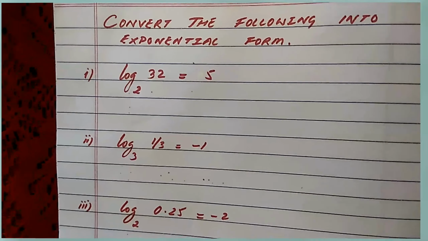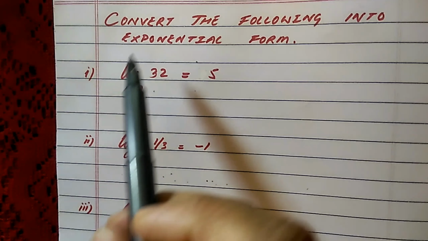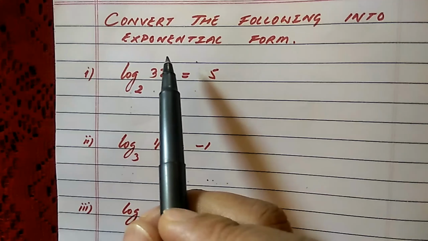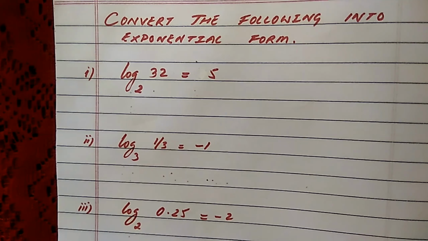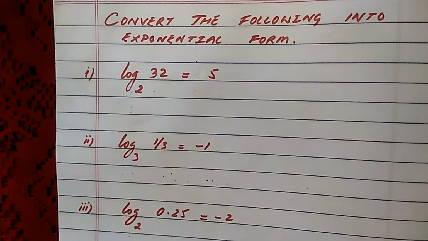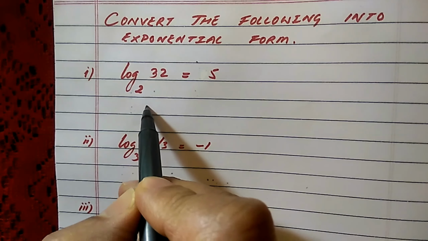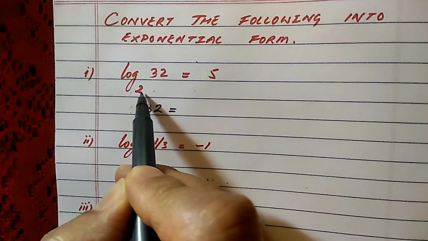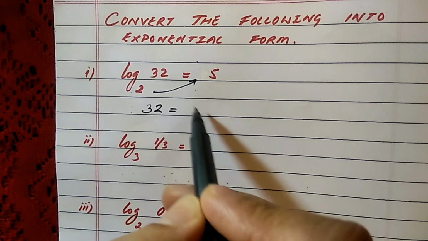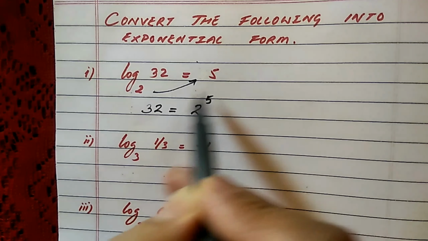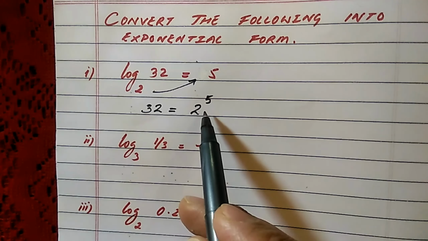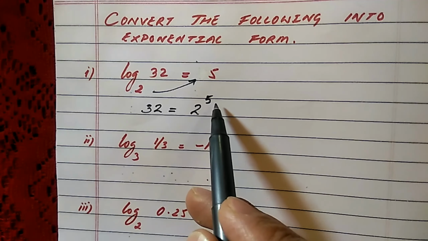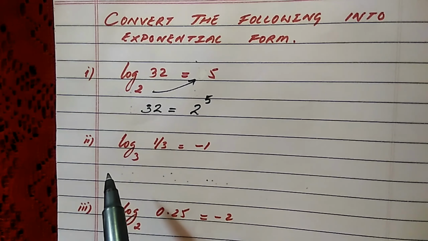Now let's look at another type of problem. In this case, you are asked to convert the following into exponential form. It has been given in logarithmic form. You have to write it in exponential form. Then how do you write this one? We simply write this number 32. Then take this 2 up and write 5 as the exponent. So 32 is equal to 2 to the power 5. You can cross verify by taking 2 to the power 5 and checking whether it's equal to 32 or not.